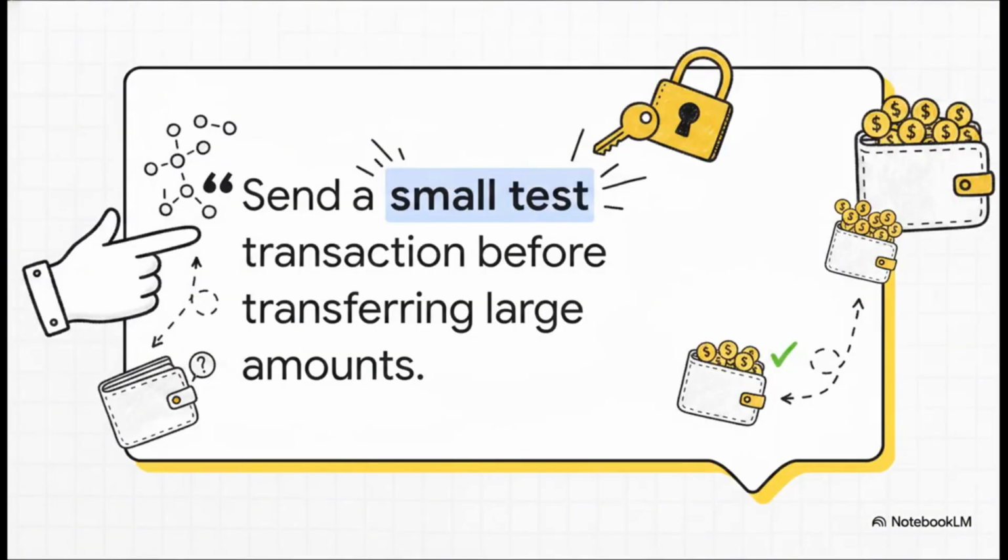And this brilliantly illustrates what I consider the absolute golden rule of crypto. Always send a small test transaction before transferring large amounts. If you're moving a significant sum of money, or, hey, if you're just using a new wallet or network for the very first time, sacrifice that small fee to send a tiny test amount first. Let it arrive, confirm it worked, and only then send the rest.